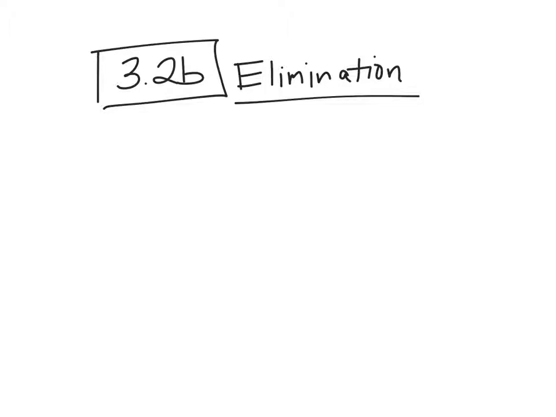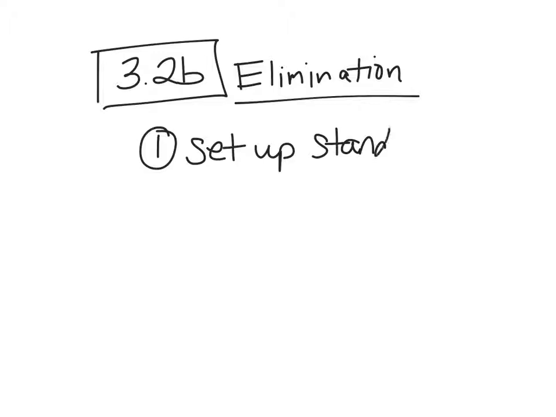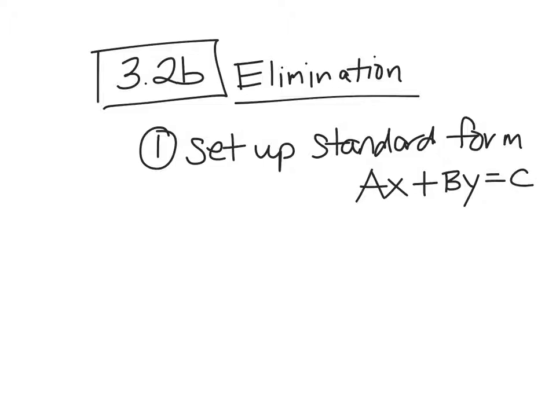So here we go. How do you eliminate? Number one, first thing you need to do is make sure that your system is set up in standard form. If it's not set up in standard form, you need to try and get it into standard form as best you can. So standard form, remember, is ax plus by equals c. Elimination has to be set up with both of your lines.